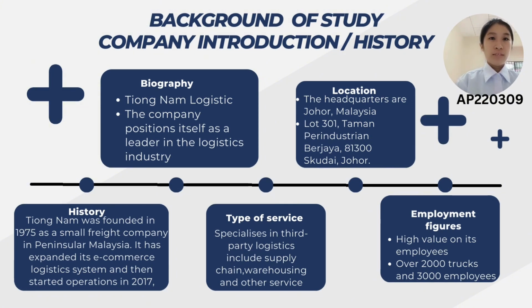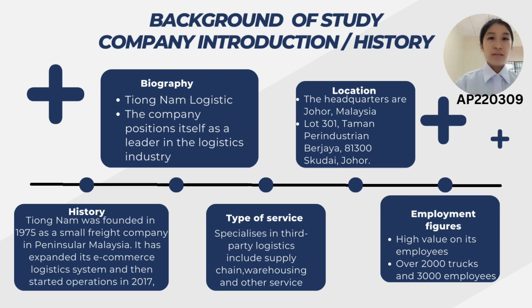Background of study, company introduction, history, biography. Tiongnan Logistics Solution Sdn Bhd, also called Tiongnan Logistics. The company positions itself as a leader in the logistics industry. Location: the headquarters are in Johor, Malaysia. The company we researched is located at Lot 301 Taman Perindustrian Vijaya, Johor. History: Tiongnan was founded in 1975 as a small fuel company in Peninsula Malaysia.